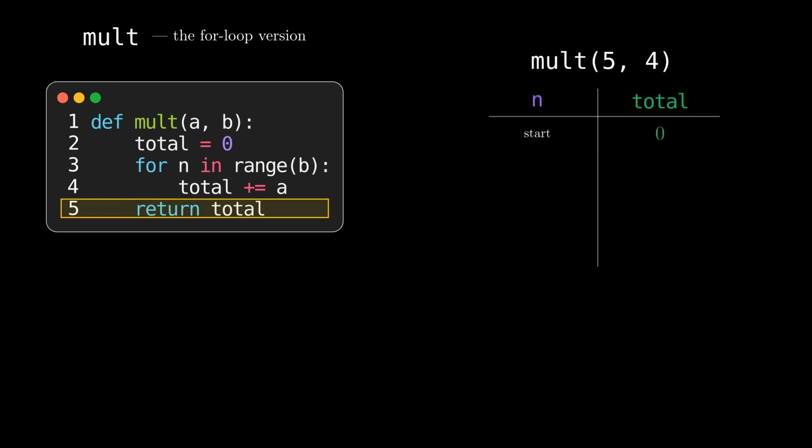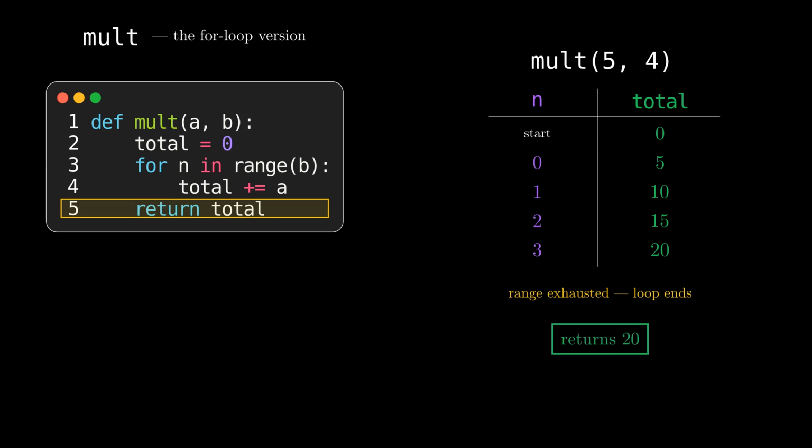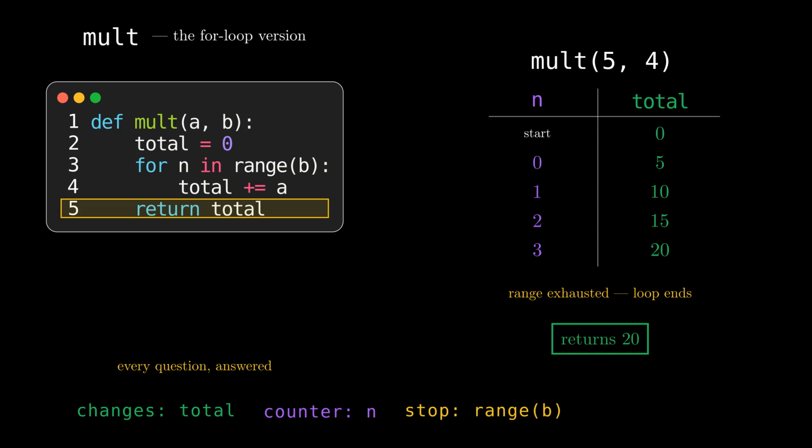Watch it run on 5 times 4. Total starts at 0. First pass adds 5, making 5. Second pass makes 10. Third pass makes 15. Fourth pass makes 20. The range is exhausted, the loop ends, and mult of 5 and 4 returns 20. Every question from before has an answer here. Total changes each pass, n counts the passes. We stop when range of b runs out, and we return the total.